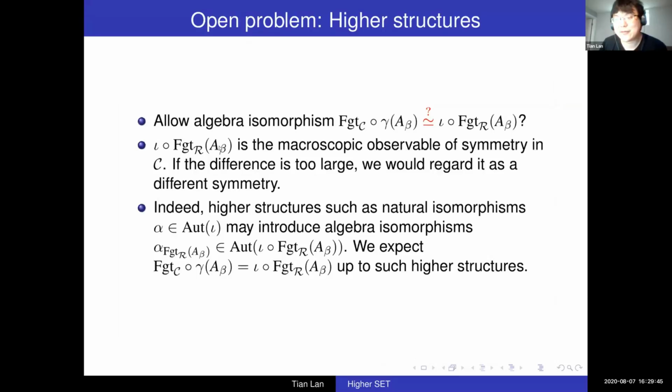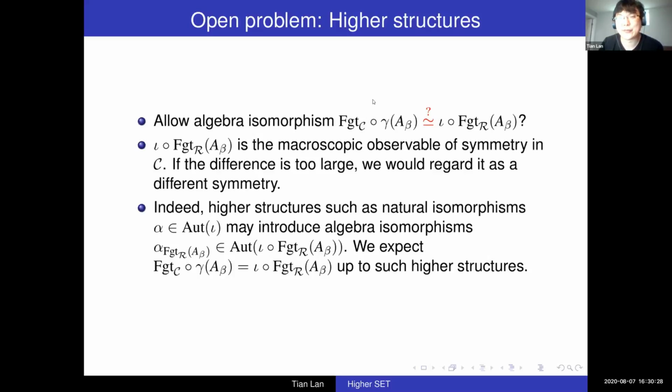But for the symmetry, it is kind of different. So this A beta characterizes the higher symmetry, and iota is the embedding. So it is the macroscopic observable of the symmetry in the higher SED phase C. And if the difference, I mean the isomorphism here, is too non-trivial and leads to some observable results in the physical world, we would regard these two things as kind of different symmetry.